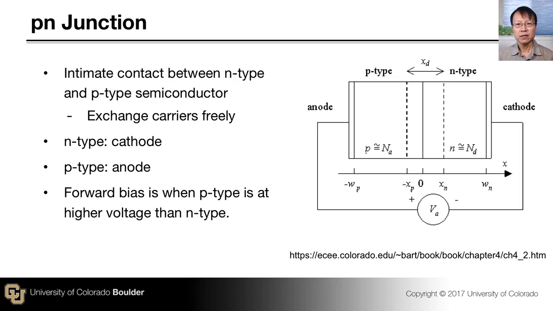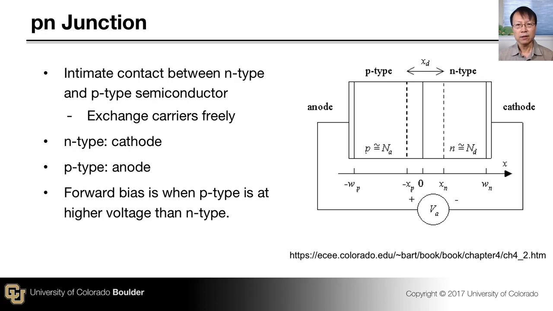And what do we mean by intimate contact? Intimate contact is an interface between two materials that allows free exchange of carriers. In other words, electrons and holes can freely move across the boundary. So if we have an intimate contact between n-type semiconductor and p-type semiconductor, we call that a p-n junction.